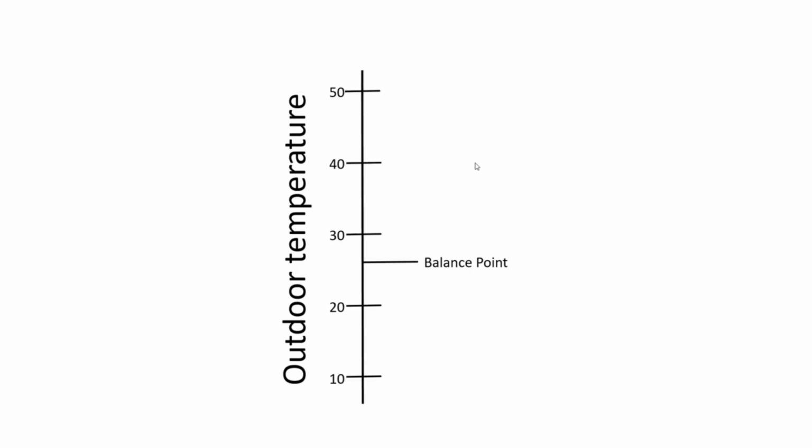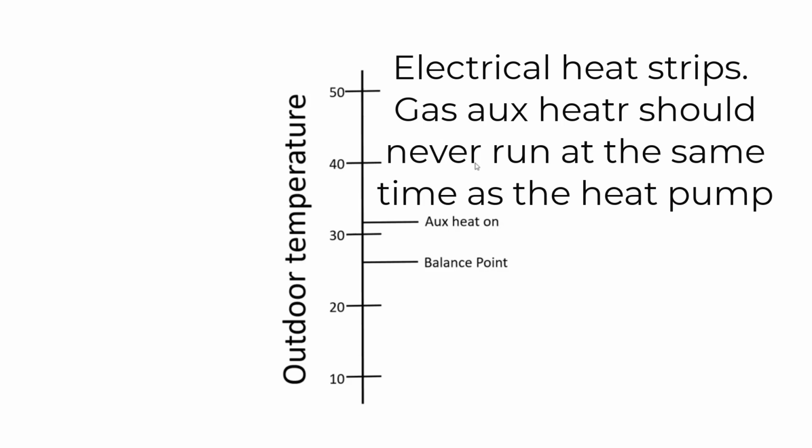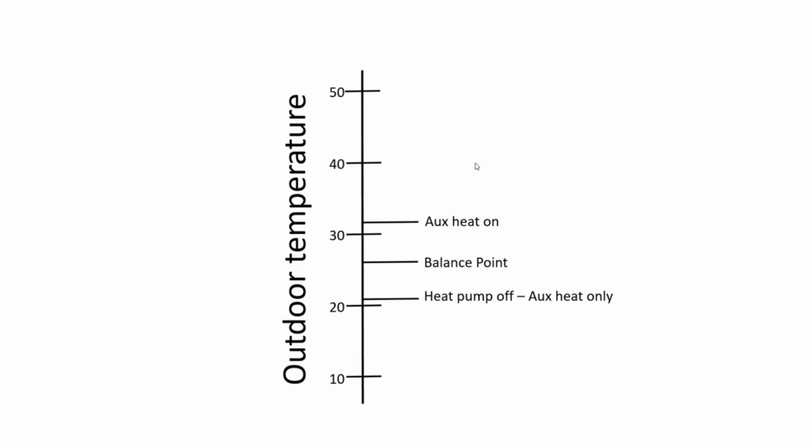I like a 5-degree swing on either side. So I'm going to make it so my auxiliary heat cannot turn on until the outside temperature is 32 degrees or less. And at 22 degrees, the heat pump shuts off and it will only operate on auxiliary heat. Between these 2 points, we can have both the heat pump and auxiliary heat on at the same time. That's just my preference. I find that's best when it is at its balance point.